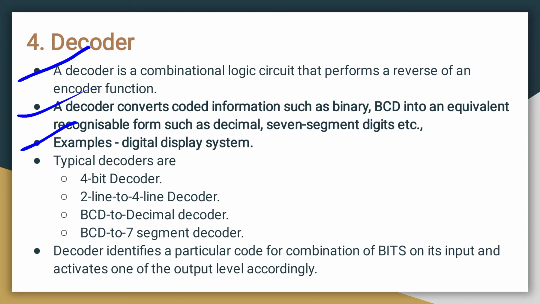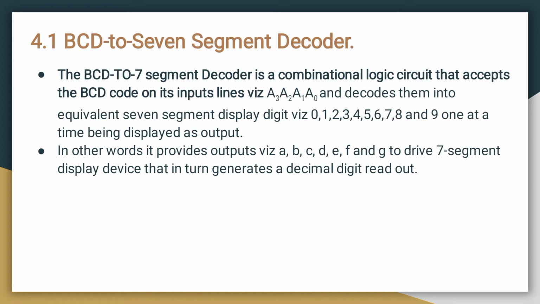Types of decoders: 4-bit decoder, 2-bit to 4-line decoder, BCD to decimal decoder, BCD to 7 segment decoder. A decoder identifies a particular code for a combination of bits on its input and activates one of the output levels accordingly. So let's see how it works. Here we are going to do the fourth type, the BCD to 7 segment decoder.